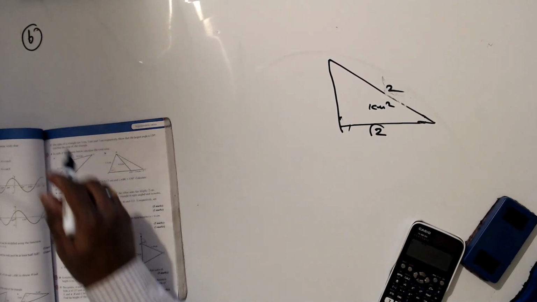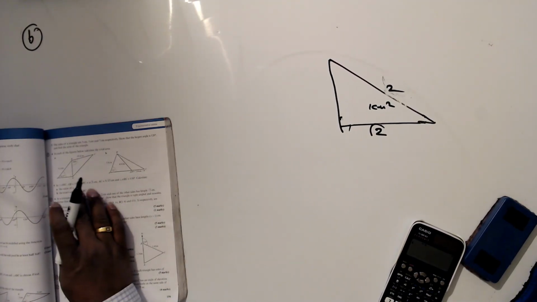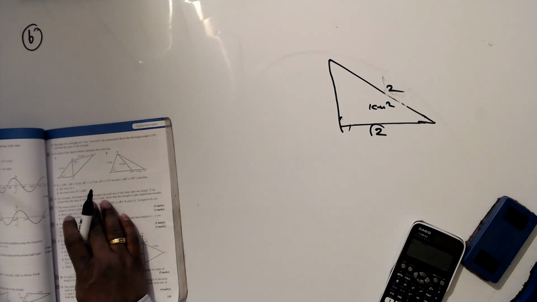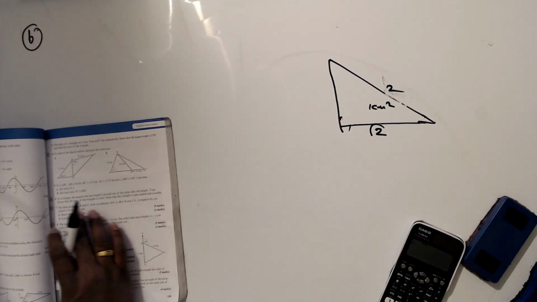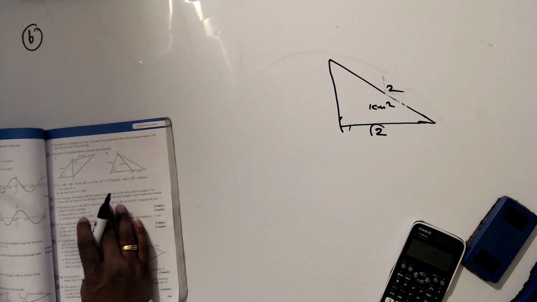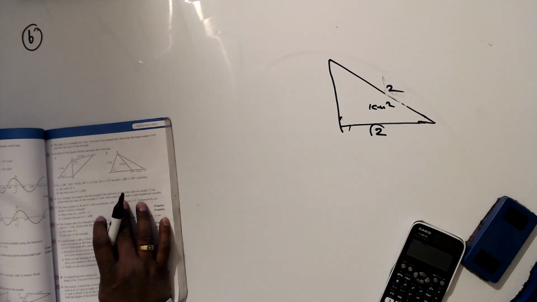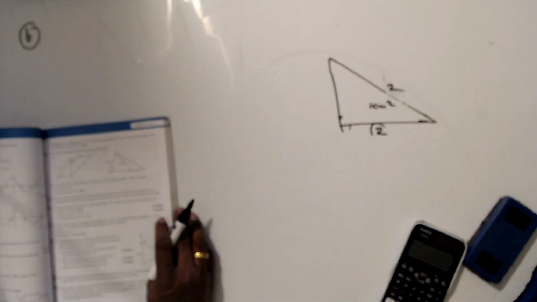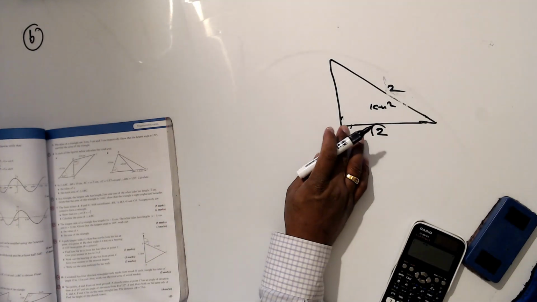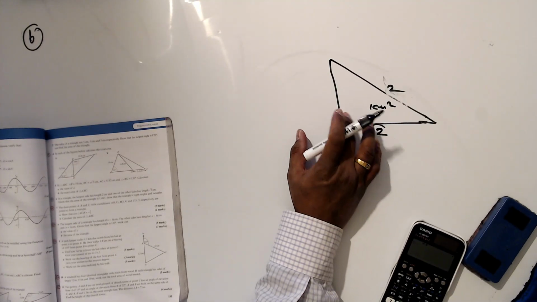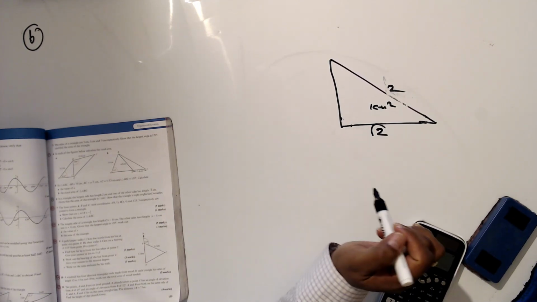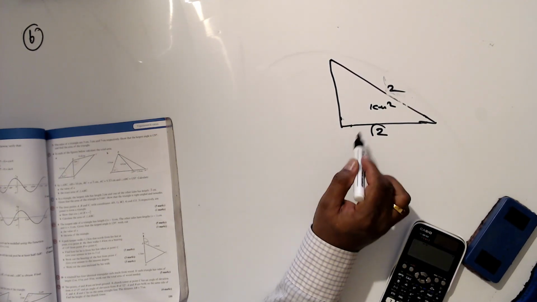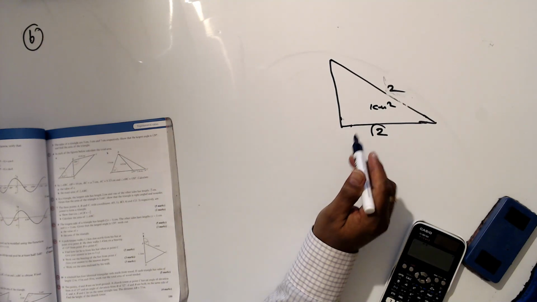Question number 6. In a triangle, the larger side is length 2 centimeter and the other side is square root 2. Given that the area is 1 square centimeter, show that the triangle is right angle. So now we want to show this right angle. So for easy visualization, I draw the angle as a right angle. So it makes our life easier.